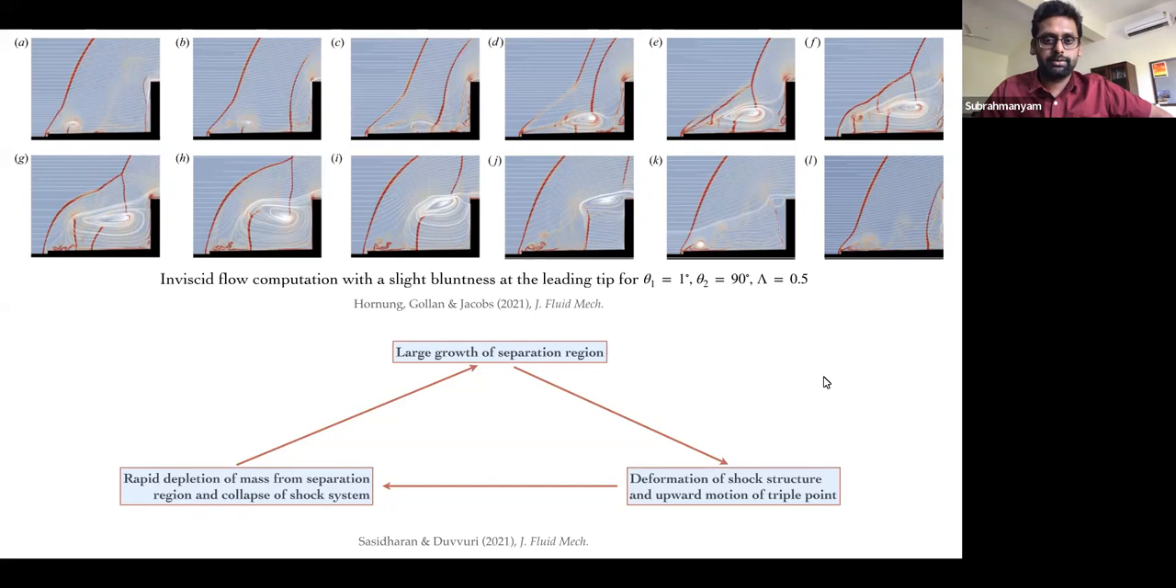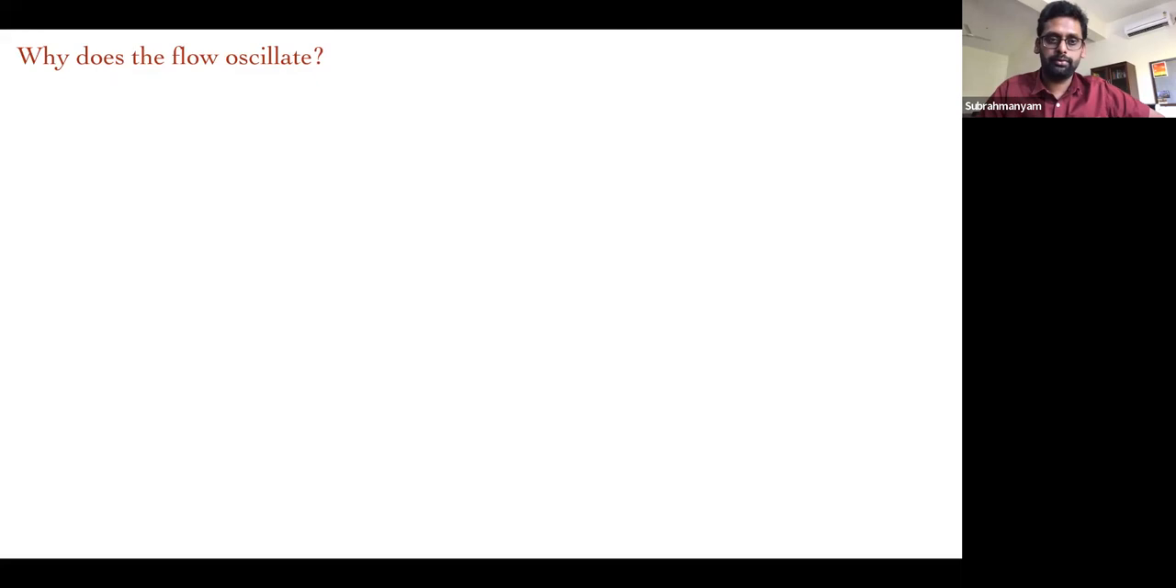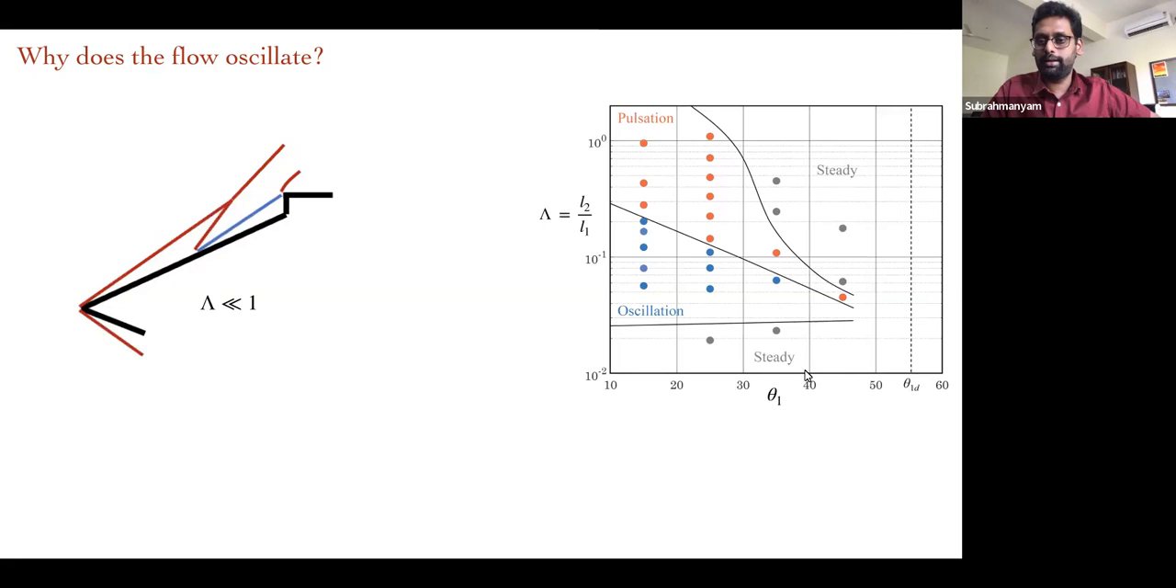All right. So let me quickly go into the other kind of flow unsteadiness, which is oscillations. Again, we ask the same question: why does the flow oscillate at all? And we play the same game. We start in the region of the parameter space where the flow is steady to begin with, and then we work ourselves into the adjacent region where the flow oscillates, and think about what is the change that is coming about in the flow structure, right?